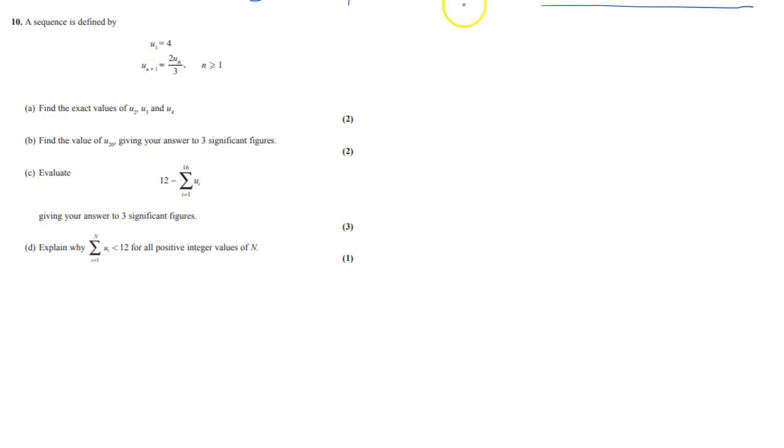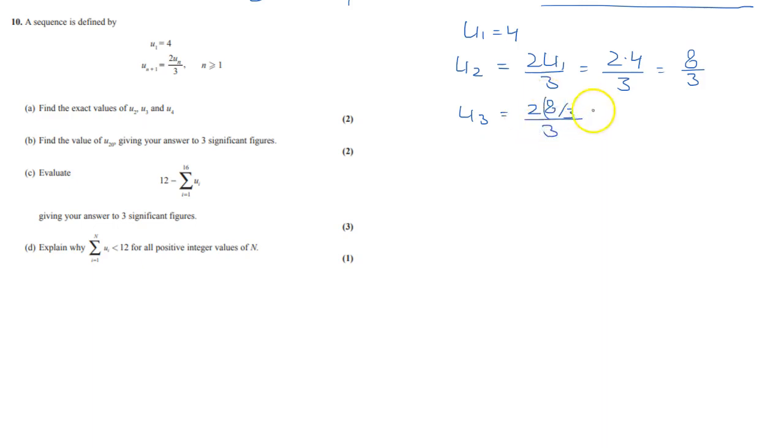Question number 10. U1 is 4. Then U2, we put n is equal to 1, so 2 U1 over 3. That is 2 multiply 4 over 3. U1 is 4, so that is 8 over 3. U3 is 2 U2 over 3. U2 is 8 over 3, so this is a multiplication. That is 16 over 9.